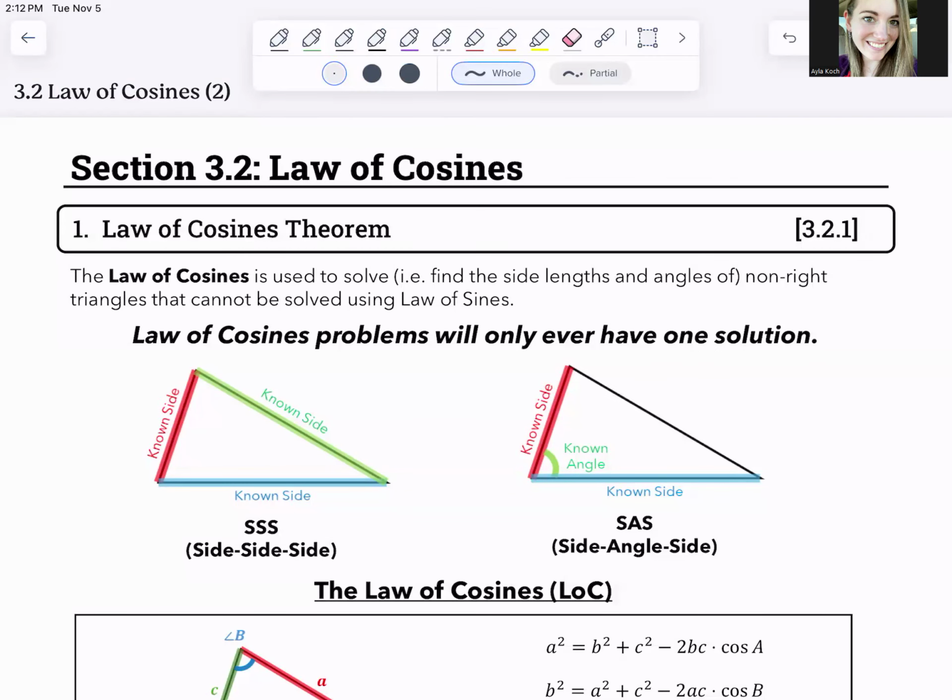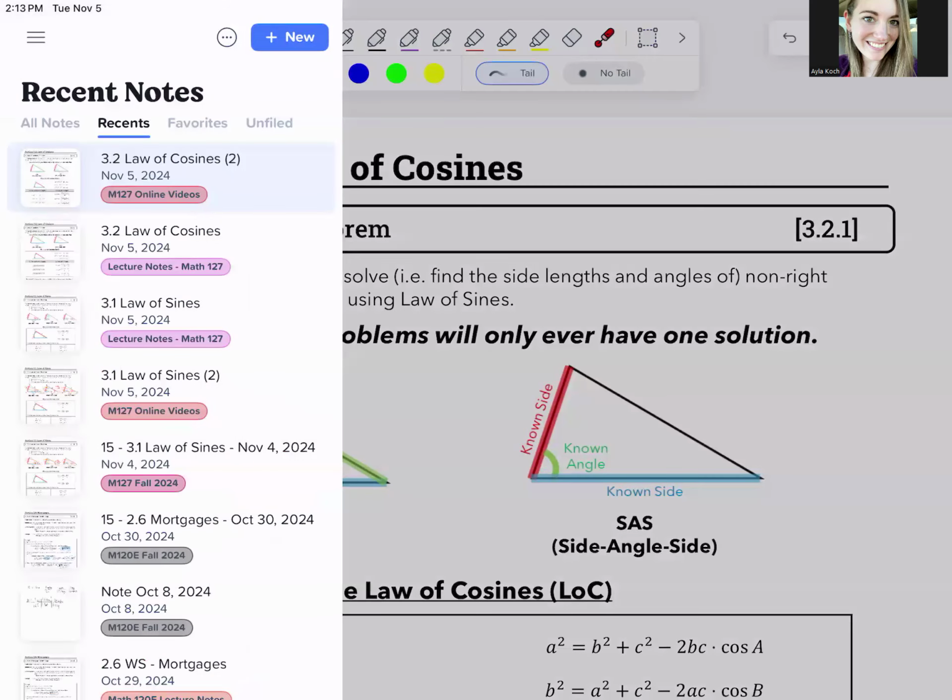Section 3.2, Law of Cosines. All right, we just finished section 3.1, which was Law of Sines. We said that you could use Law of Sines whenever you knew an angle and its opposite side, and then one additional piece of information.